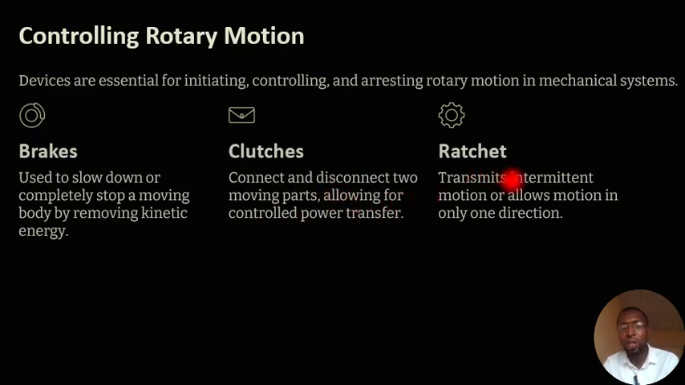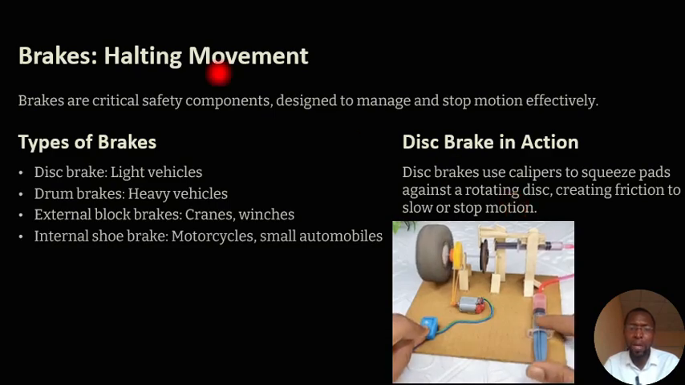And then the last device that can be used to control rotary motion is called the ratchet. What the ratchet does is to transmit intermittent motion or allow motion in only one direction. So it performs two purposes. One, it allows motion only in one direction, and number two, it allows intermittent movement of the object in rotary motion. So let's talk about the brake now in detail.